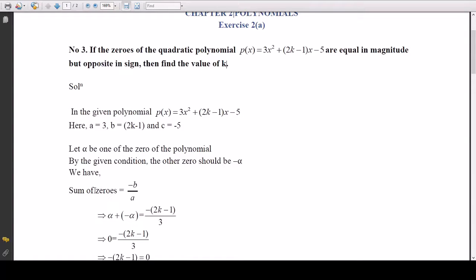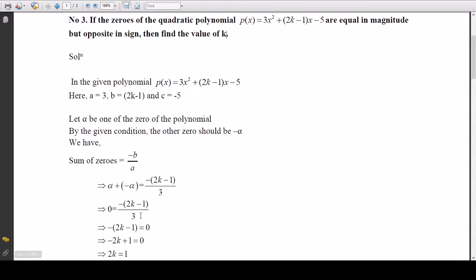Now we have the sum of zeros, which is −b by a, as we know. Then the sum of zeros means we have taken alpha as one zero plus the other zero, which is minus alpha, equal to −b by a. What is b? (2k − 1) by 3. Now alpha plus minus alpha means alpha minus alpha, which is 0. That means 0 is equal to the right side. Now cross multiplying, 3 multiplied with 0 is equal to 0. That means −(2k − 1) equals 0.